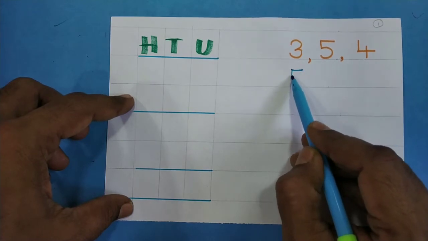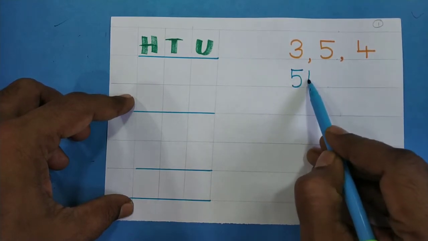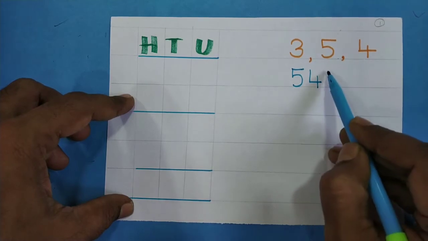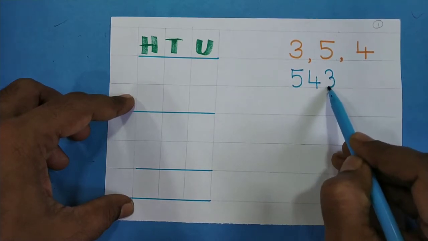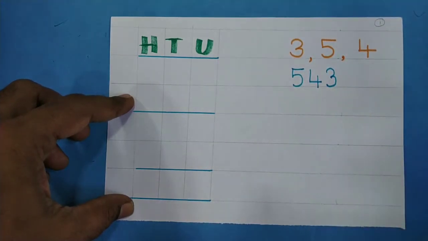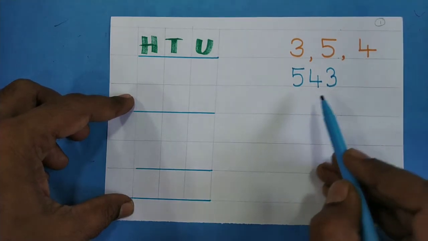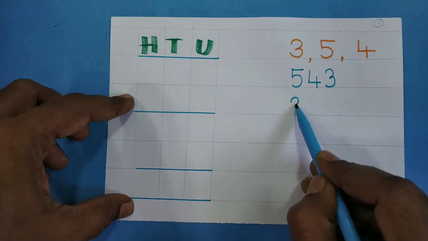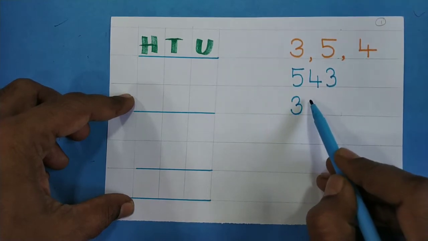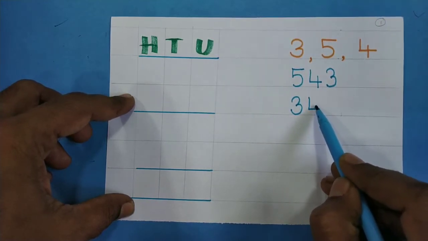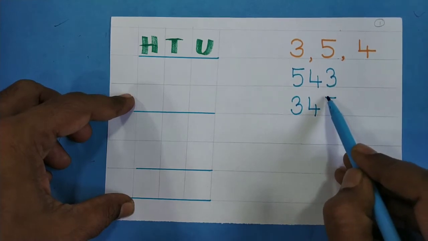5, 4, 3. Now make the smallest possible 3-digit number. So 3, the smallest number, should take the beginning. 3, then 4, then 5.